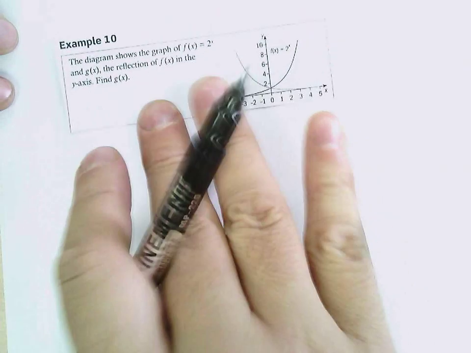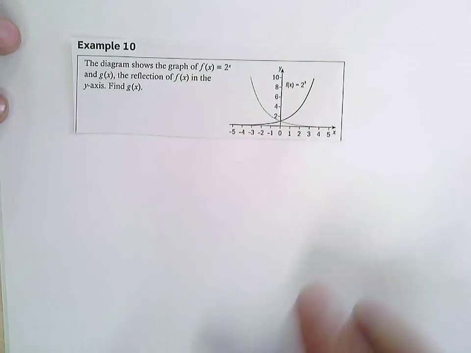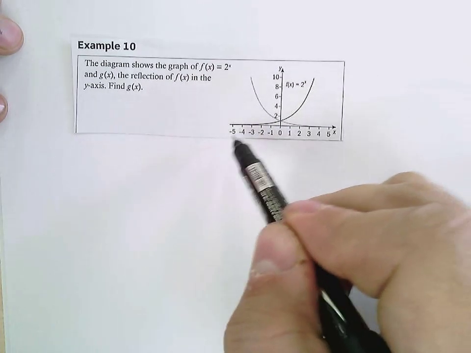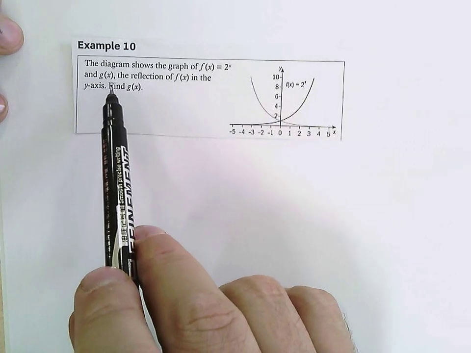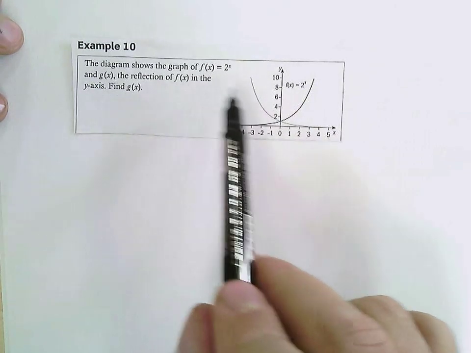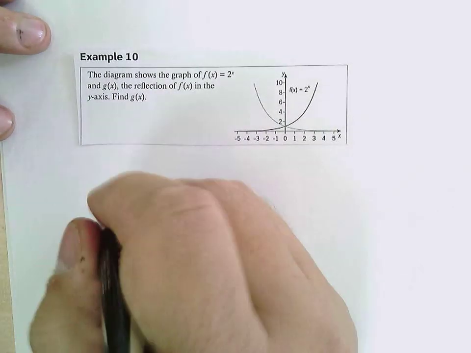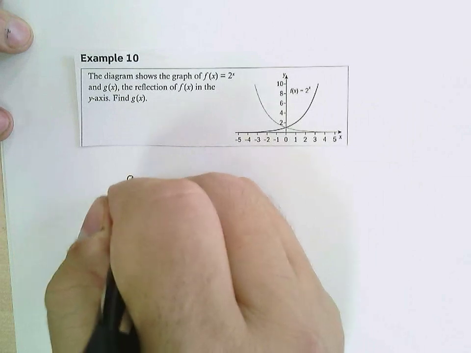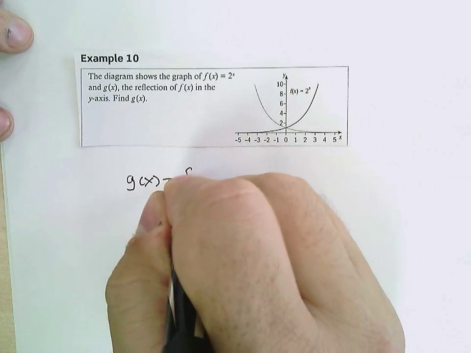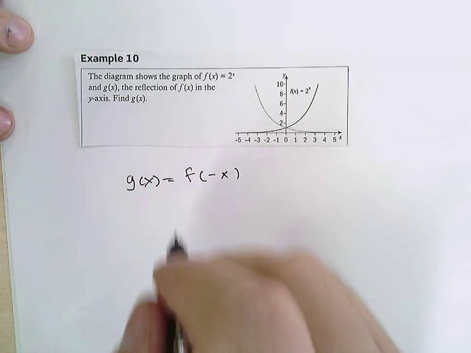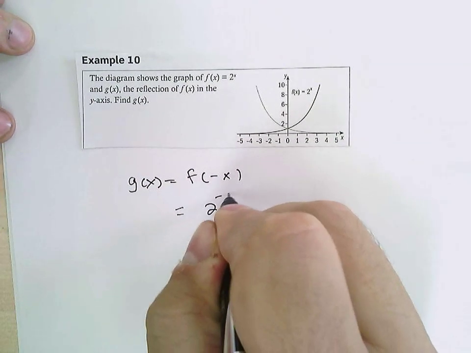Last problem we're going to look at is this one right here, example 10. It says the diagram shows the graph of f of x equals 2 to the x, so that's this guy, and g of x, the reflection of f of x in the y-axis. Find g of x, right? Well, if it's a reflection of f in the y-axis, g of x is going to be equal to f of negative x. That makes you flip over the y-axis. And since f is equal to 2 to the x, I know that's 2 to the negative x.